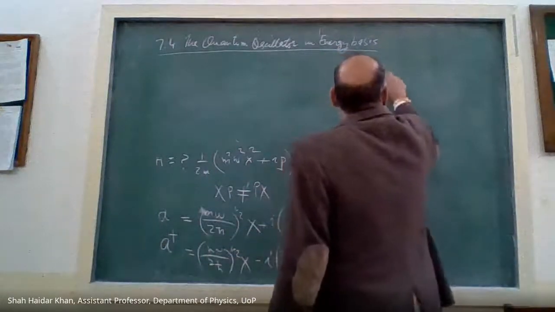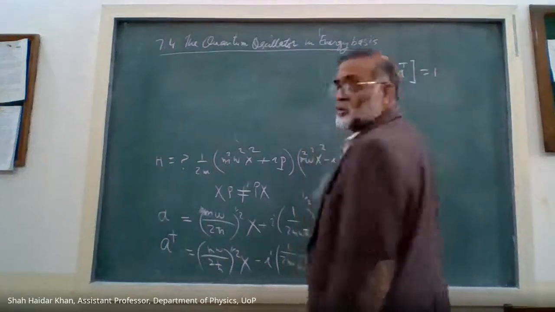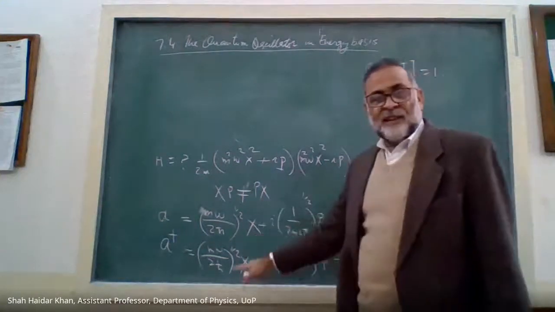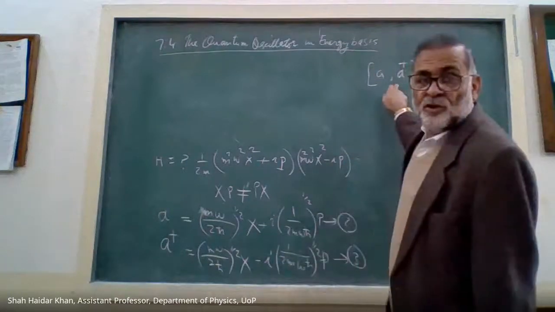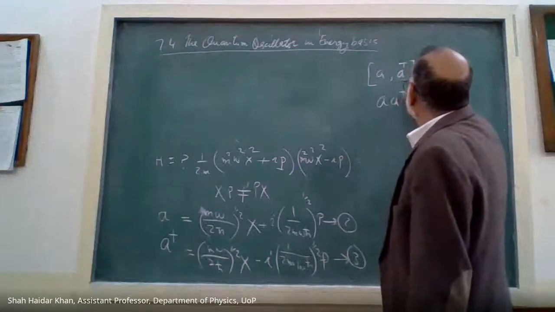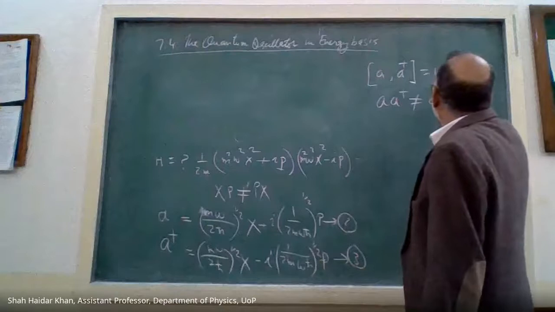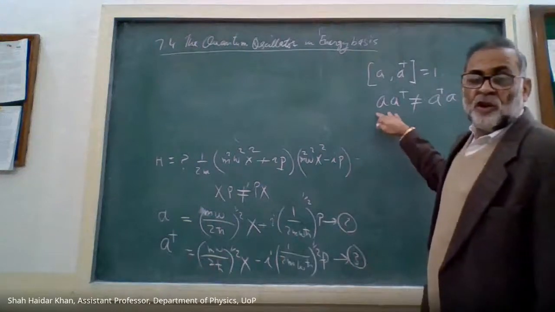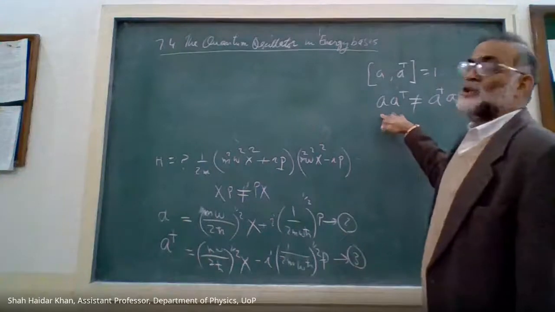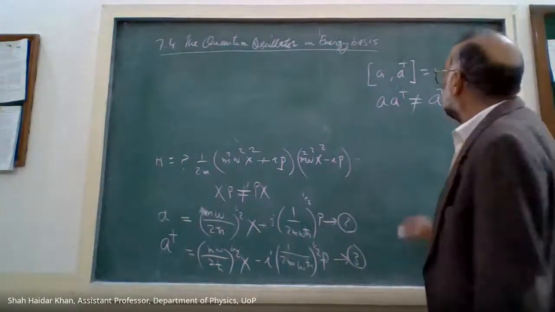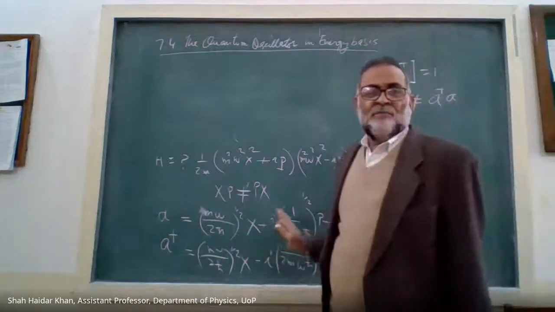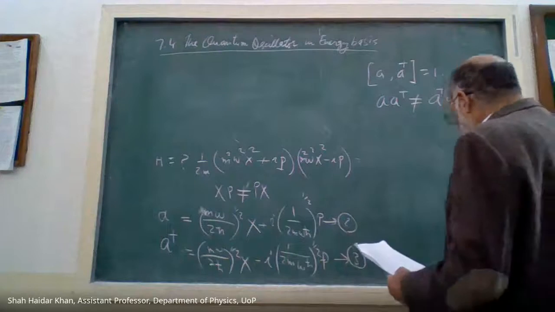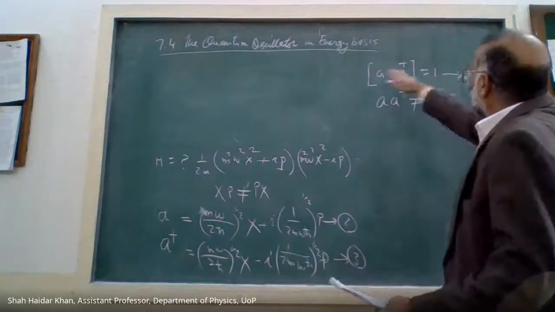You can check one thing: that the commutator of A and A dagger is equal to 1. If A is this and A dagger is this, you can check that this will be equal to 1. So it means that A is not equal to A dagger, which means that the product of these two operators, A and A dagger, is not commutative, right? And since these are made of X and P, these are Hermitian operators because X and P are Hermitian operators, right? So, this is equation number 4. We will use this, right?